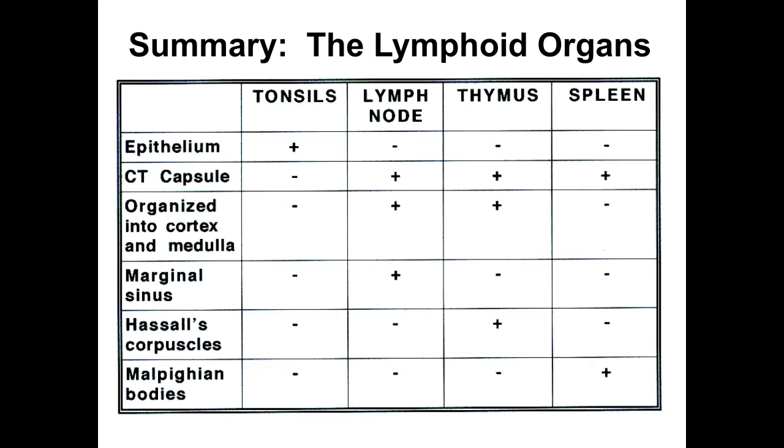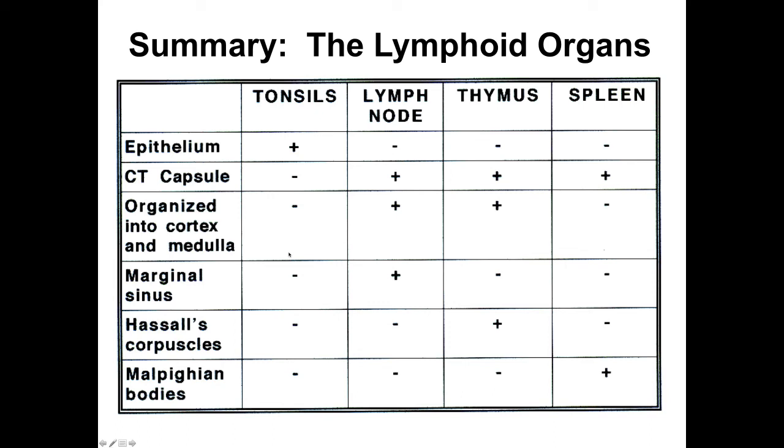So this brings me to my final slide in our podcast series on the lymphoid system, and this is just to help you consolidate your studying and as you try to recognize the different lymphoid organs histologically. So we can talk about the tonsils, the lymph nodes, the thymus, and the spleen. The tonsils, as we've just said, have an epithelium on one surface, whereas these other lymphoid organs do not. The tonsils do not have a connective tissue capsule all the way around them, whereas the other lymphoid organs do have a connective tissue capsule all the way around them.